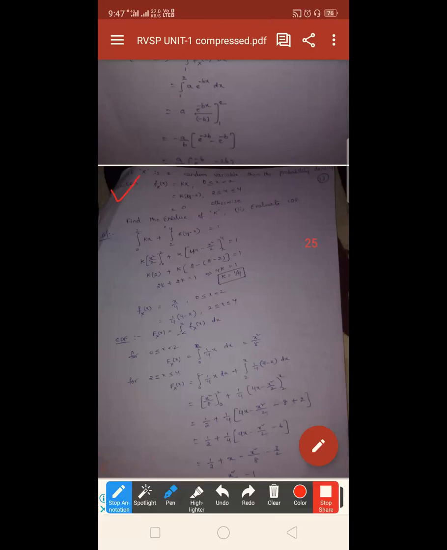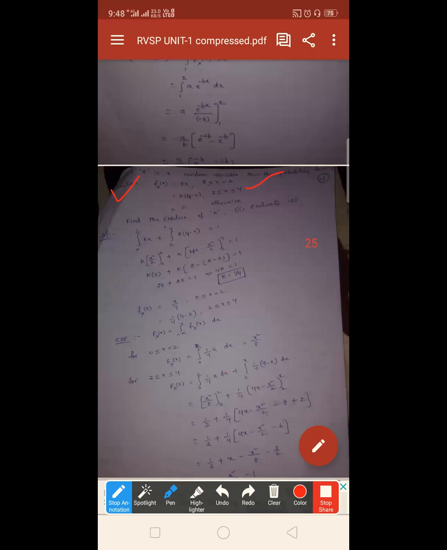If capital X is a random variable, then the probability density function is given as small fx of x equal to kx for the range of small x 0 to 2, whereas the function is defined as k into 4 minus x for the range of x 2 to 4. Whereas for the remaining values of x, the function is 0. It is not defined. So first of all, we have to solve the 2 bits here also.